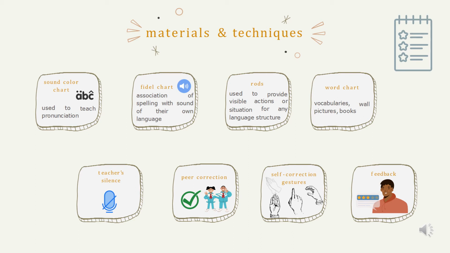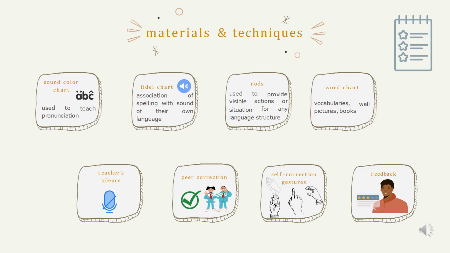Now let's see the techniques. The first one is the teacher's silence, which is the main tool of this method. Next, peer correction. As we have seen in the students' roles, they have to be able to interact with each other, so they may correct each other when one is making mistakes.